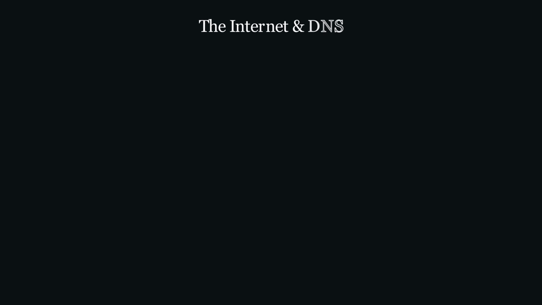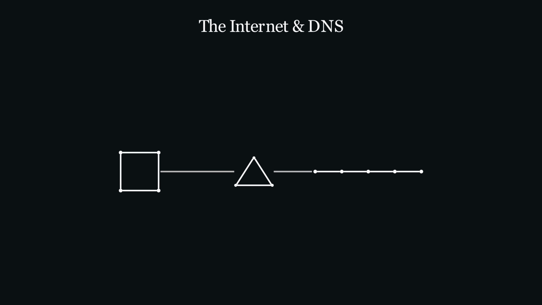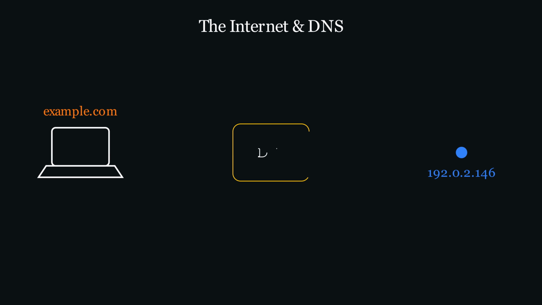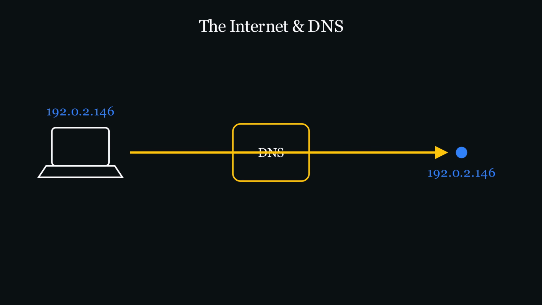The internet is really just an enormous network of networks, all speaking that same shared packet-based language. Every device on it has an address, a string of numbers, but humans don't type numbers. We type names, like a website's domain. The domain name system is a translator, a distributed directory that converts the name you typed into the actual numeric address your computer needs to send packets to.